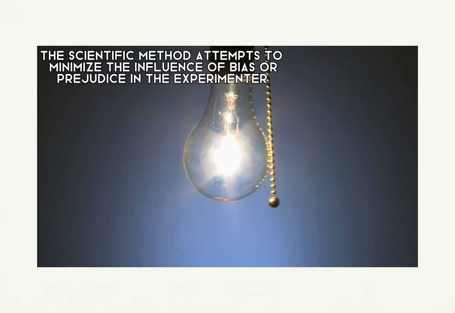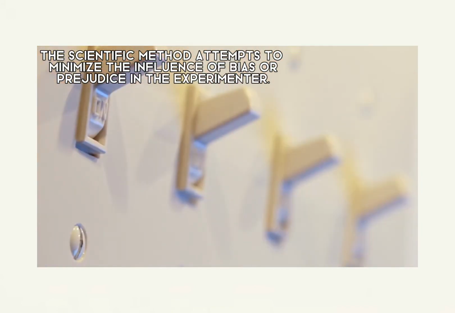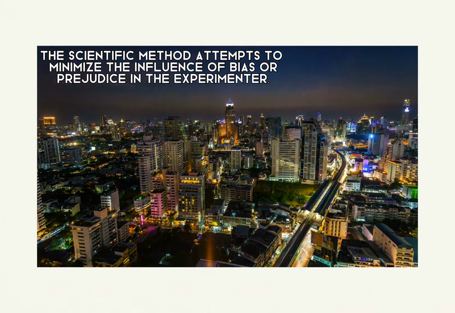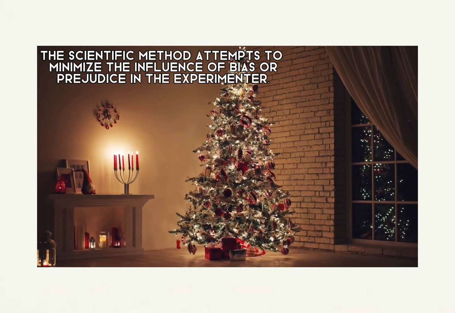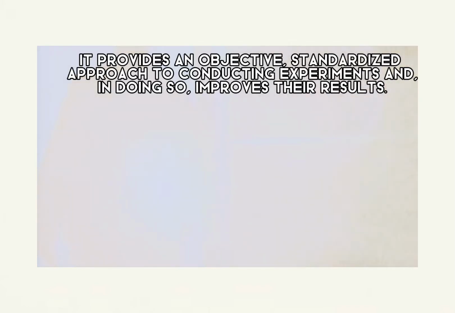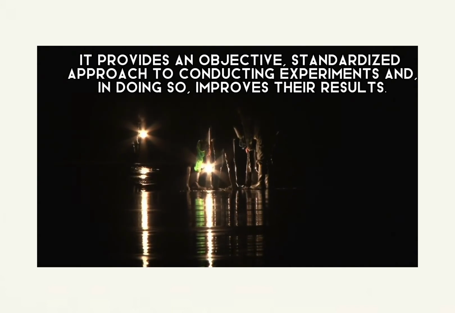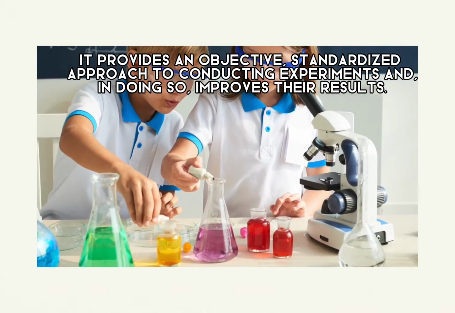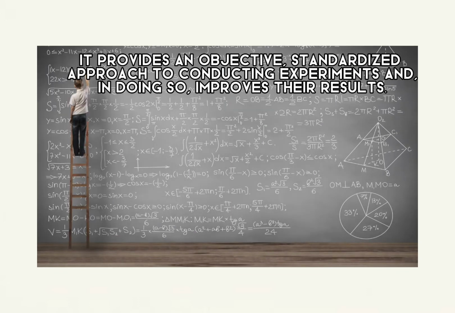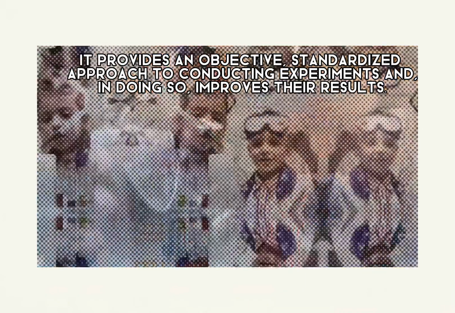For someone trying to solve a problem around the house, succumbing to these kinds of biases is not such a big deal. But in the scientific community, where results have to be reviewed and duplicated, bias must be avoided at all costs. That's the job of the scientific method. It provides an objective, standardized approach to conducting experiments and, in doing so, improves their results. By using a standardized approach in their investigations, scientists can feel confident that they will stick to the facts and limit the influence of personal, preconceived notions.